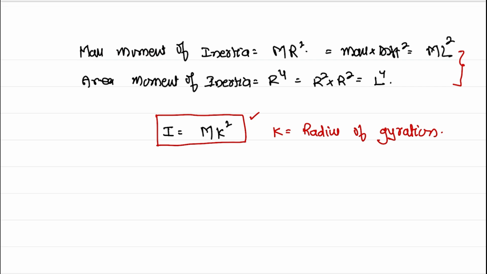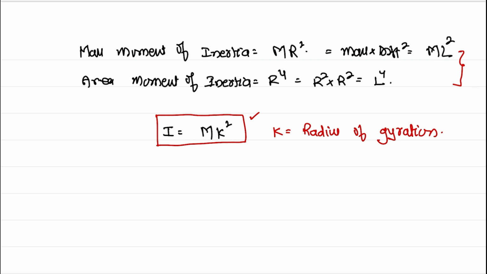Whenever we use mr square, we remember a circle and feel it is the radius. To avoid all the complications and confusions in physics, a quantity is invented that is called the radius of gyration. That is represented by k. I is equal to mk square. Please remember, I is equal to mk square. Forget about I is equal to mr square.